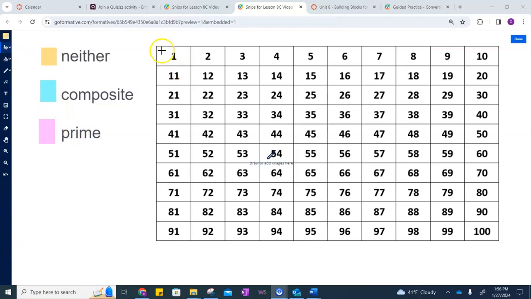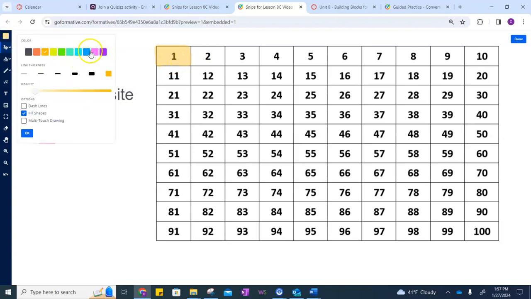We're going to start with the number 1 because we just talked about how 1 doesn't fit the definition of prime or composite. So it's neither prime nor composite. So we're just going to mark that off in this orangey yellow color. Just going to color in that box. And now we're going to go in a systematic way to identify the rest of these, whether they're prime or composite. And we're going to use some divisibility rules here. We're going to start with the number 2.